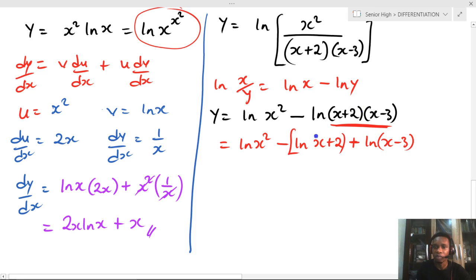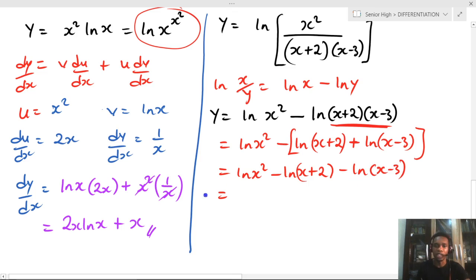So let's put this in brackets. When our minus opens the brackets, we have ln x squared minus ln x plus 2 minus ln x minus 3. Okay, so now we can easily solve for it. From here we can solve for the derivative. We find the derivative of this one, the derivative of this, the derivative of this. For this particular ln x squared, I can easily solve it.